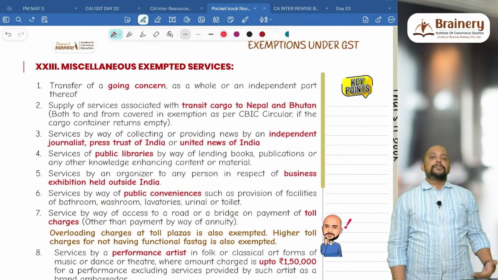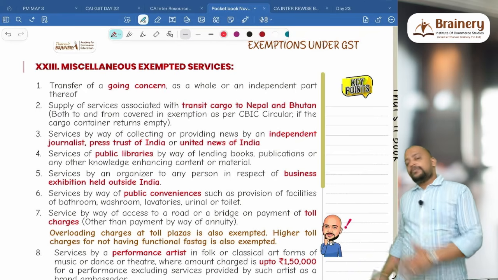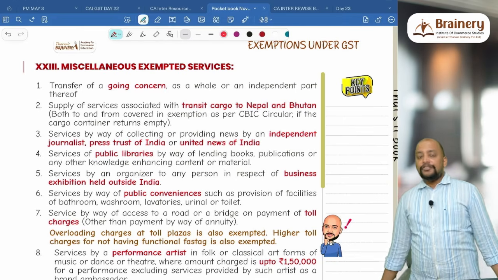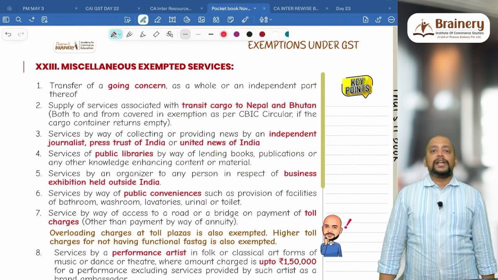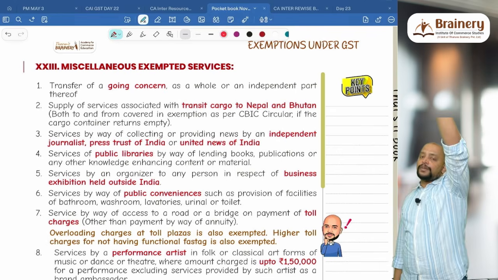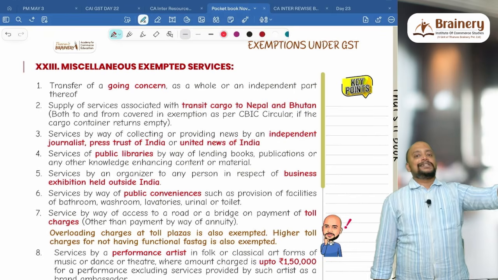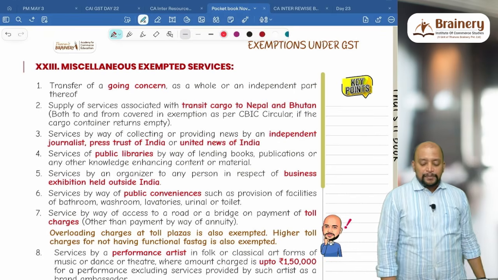Suppose I am transferring business as a going concern, so full business, lock, stock, barrel, if I am transferring, that is exempted, either part thereof or in full. Then supply of service associated with transit cargo to Nepal and Bhutan. So if the goods are unloaded in India and taken to Nepal and Bhutan, it is transit cargo. For the transit cargo, if you provide any service, it is exempted. It also includes the return journey if the vehicle is returning empty.